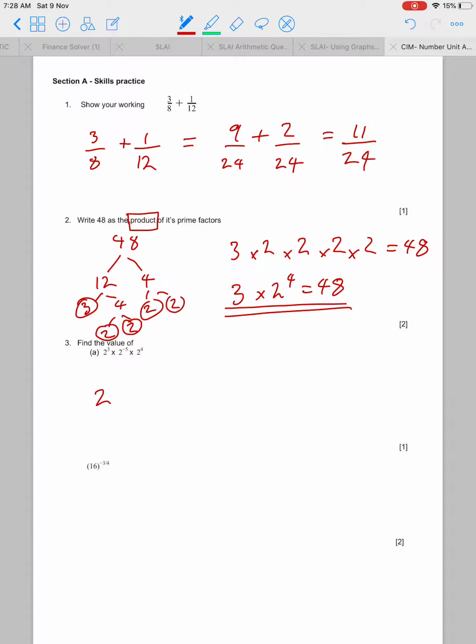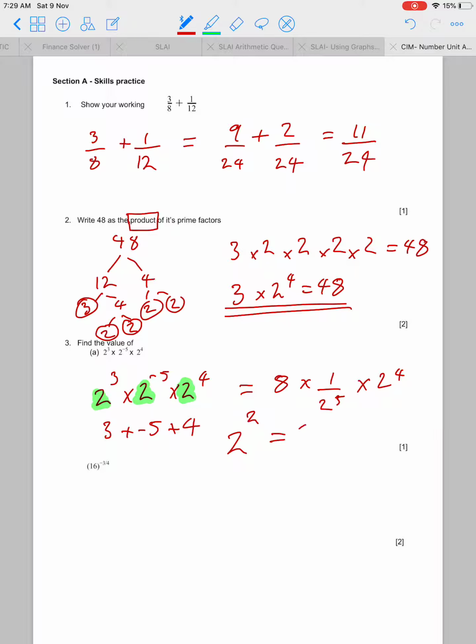Alright, that leads nicely to exponents. 2 to the 3 times 2 to the negative 5 times 2 to the 4. Now some people work this out individually: 8 times 1 over 2 to the 5 times 2 to the 4, and broke it down to pieces. But the whole point about indices is if you have the same base 2, base 2, base 2, and it's multiplication, you just add the exponents. When you do 3 plus negative 5 plus 4, it's just 2. So the final answer is the base 2 to the exponent 2, and you can just evaluate that as 4 if you like, or you can leave it as 2 squared.